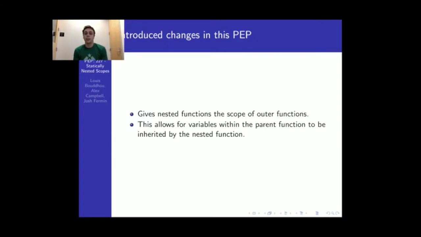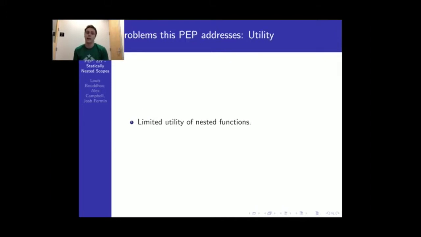So the introduced changes will give nested functions the scope of outer functions, meaning nested functions will have access to variables in outer functions. So this allows the variables within the parent function to be inherited by the nested function. So one thing that addresses is the utility. So it's pretty tough to create good programs when you don't have nested functions, and it adds some utility to programming.